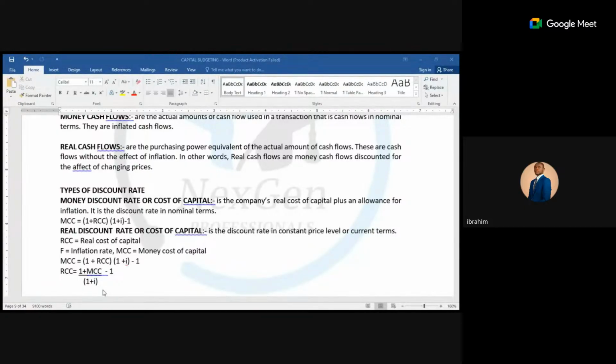Then you now need to convert that money cost of capital given to you to real cost of capital, which is equals to 1 plus MCC divided by 1 plus I, which is the inflation rate, minus what? Minus 1. The inflation rate there is the general inflation, which will be given to you in the question. My point here is money cash flow goes with money cost of capital, then real cash flow goes with real cost of capital. Money means they have considered the inflation, real without the effect of inflation.